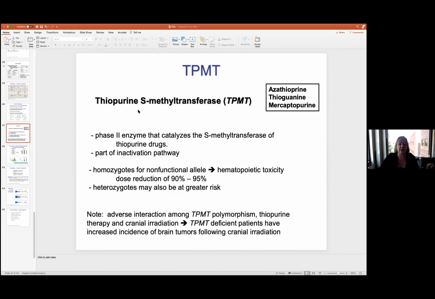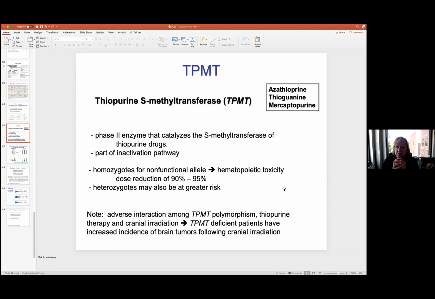So thiopurine S-methyltransferase is the phase 2 enzyme that catalyzes these thiopurine drugs. And it's part of that inactivation pathway. So if you have homozygotes for a non-functional allele, then you're going to get a buildup of the drug in the body, and you're going to end up with hematopoietic toxicity. So it doesn't mean that you can't use the drug. You just have to be very careful about the dose.